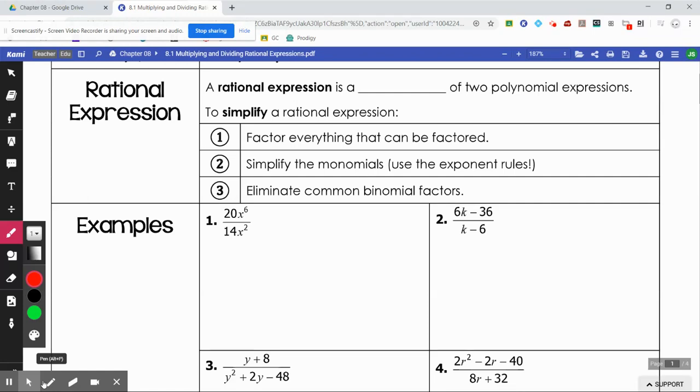In this video, we're going to be simplifying rational expressions. And first off, let's define what we mean by a rational expression. A rational expression is a ratio of two polynomial expressions. And to simplify this, here's our steps.